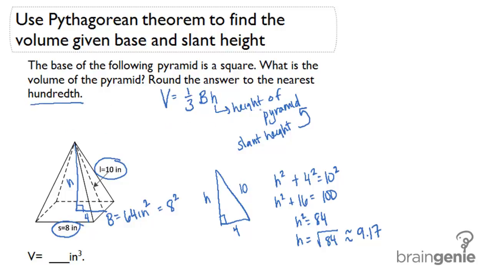Now that we know the height, we can plug that information into our volume formula. So recall, we said volume is 1/3 times base times height. So 1/3 times 64 times 9.17. If I do the multiplication, I get volume equals approximately, because it's not exact, 195.63. So I can say the volume of this pyramid is approximately 195.63 inches cubed.